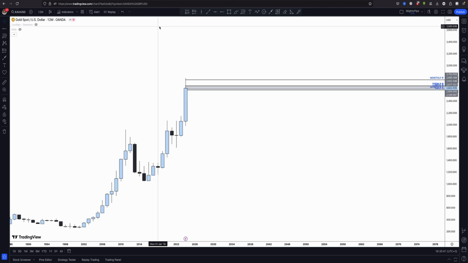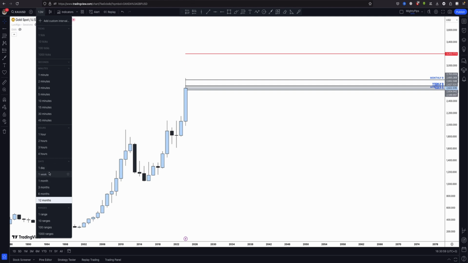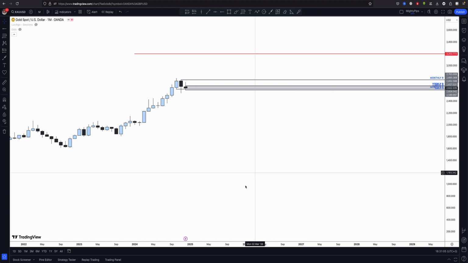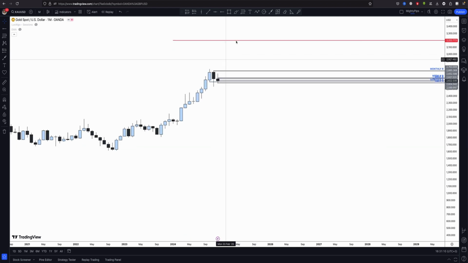I'm expecting gold to achieve not less than 3,000, but I think it will even reach 3,200 around here. Gold might reach 3,200 on the yearly chart. Now when you come back down to the monthly chart, you can see that the red line is the target where I expect gold to reach.